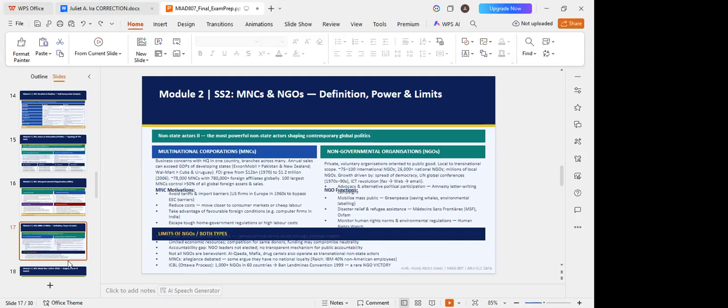Okay, nobody. So the next thing we are looking at is the multinational corporation and the NGO. That's the next thing we are looking at. Now, multinational corporation. Anybody to define multinational corporation for us?